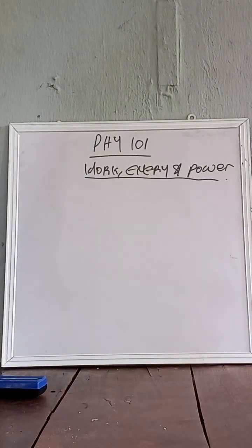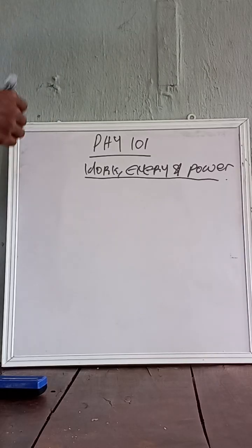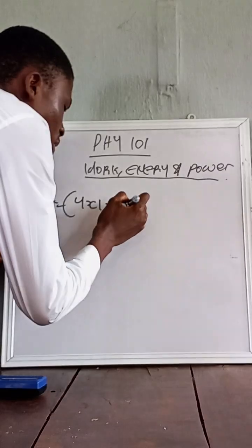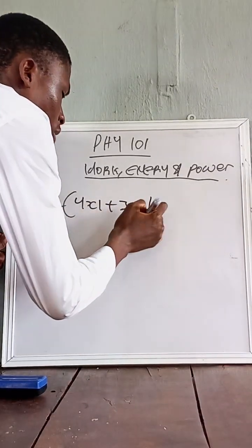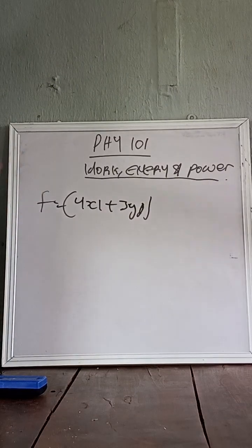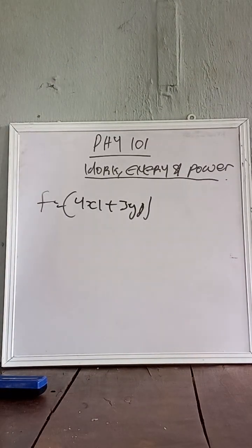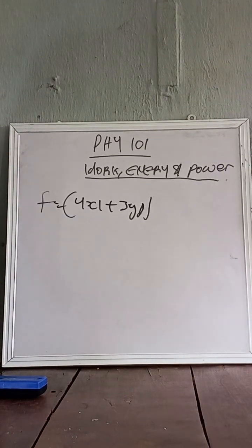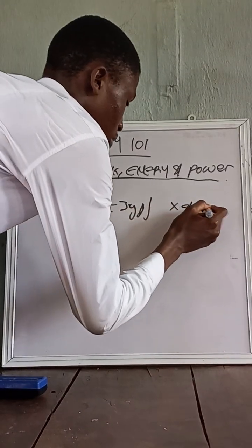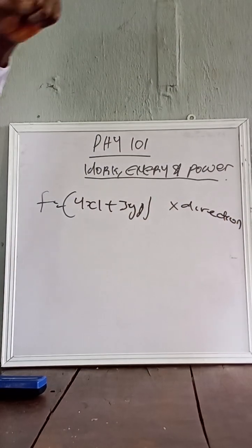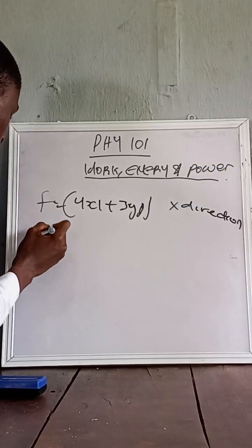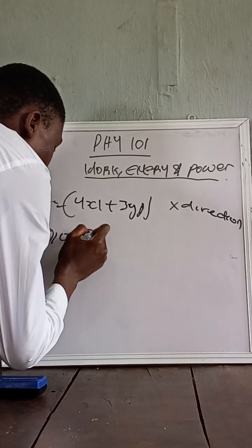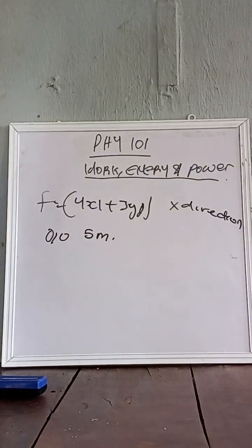We might also be asked to calculate a particular work done. Imagine you were given your force to be equal to 4xi plus 3yj. But they now say that the force is acting along the x direction, from the origin to a particular final displacement. The force is acting in the x direction, from the origin, which automatically starts from 0, to the final displacement, which is 5 meters. Now calculate the work done.